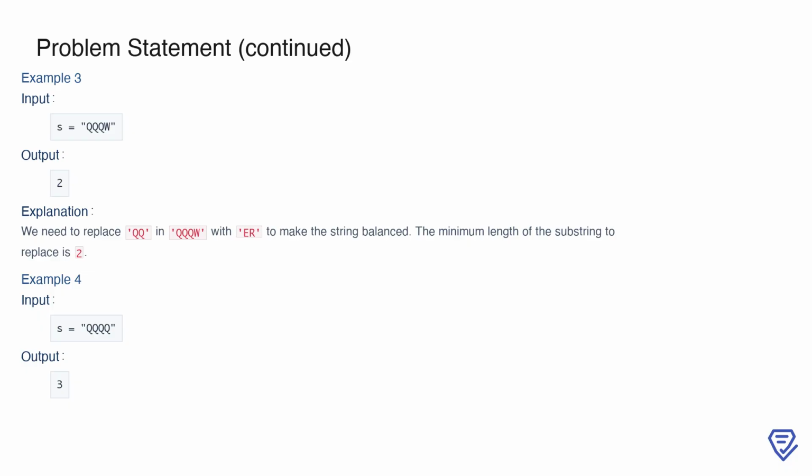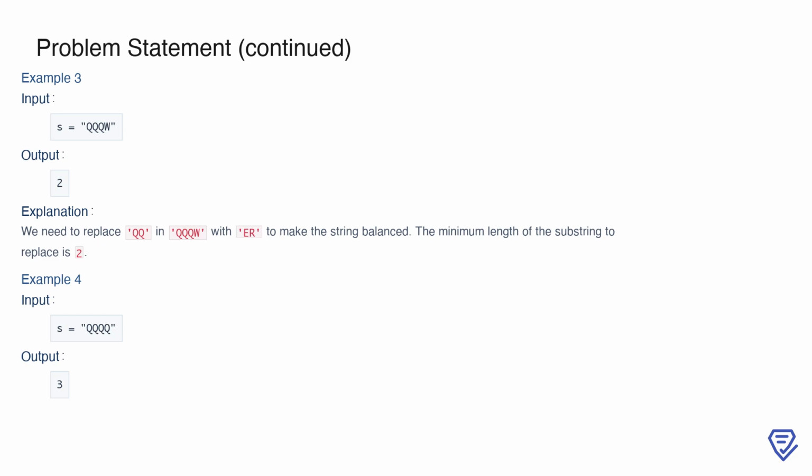Now, consider the third example, where the input string is s equals QQQW. In this case, Q appears 3 times, while W appears only once. To balance the string, we need to replace two Q's in the substring QQQ with E and R, resulting in the balanced string QWER. The minimum length of the substring to replace is 2.